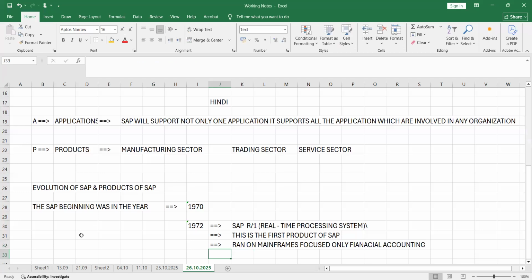Okay, so 1972. I'll explain what R1 means later, but what is the first product of SAP? It is R1, a real-time processing system. It supported only financial accounting, and it used to run on IBM international business mainframe machines. It was not supported on normal machines. Clear?